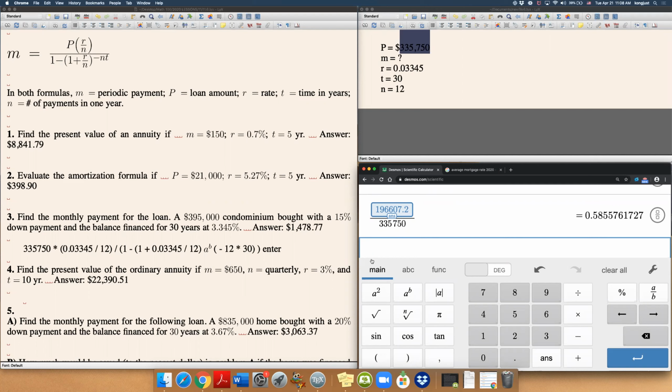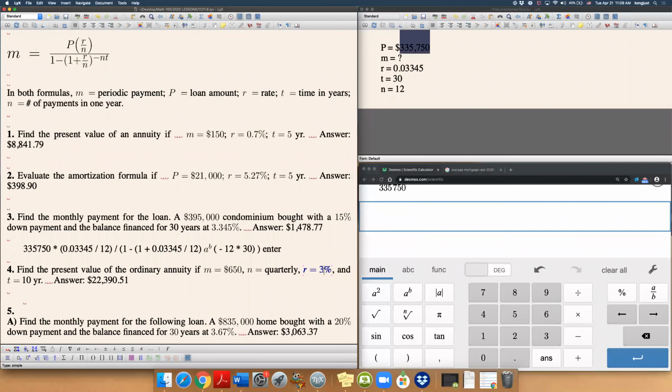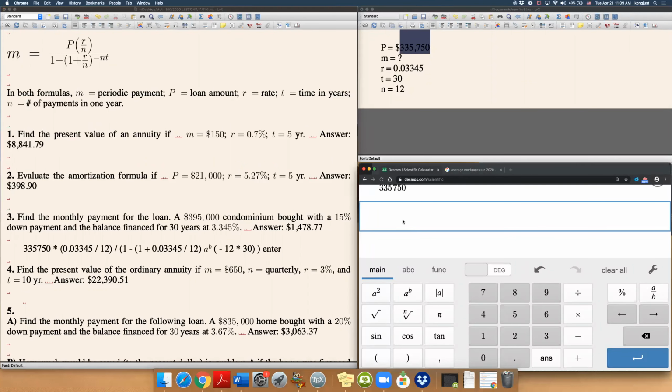Number 4, this is just more of a standard question. We have a couple of differences. M is 650, N is quarterly now. So that means you're only paying 4 times in a year, or every 3 months. We're using a rate of 3% and T is 10 years. So find the present value. In other words, you know the quarterly payments you can make. How big of a loan can you afford? Maybe you get a good interest rate on your car, right?